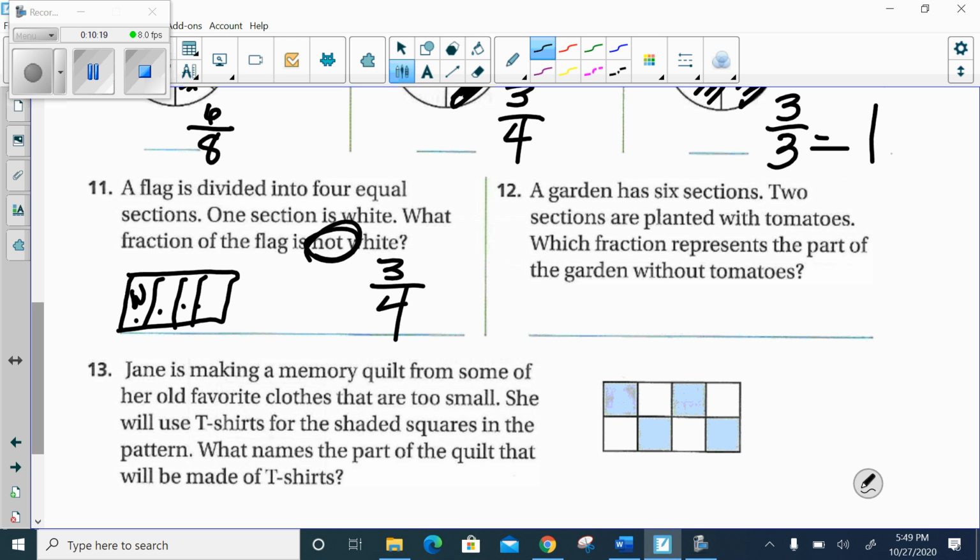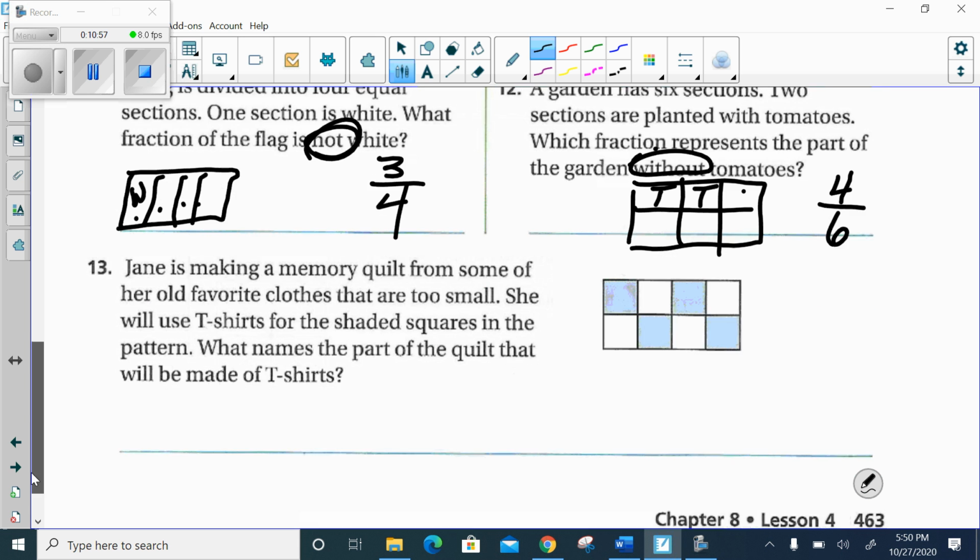Now, a garden has 6 sections. Okay, so I'm going to do that. I'm going to draw a picture. Okay, I've got 1, 2, 3, 4, 5, 6. 2 sections are planted with tomatoes. There's tomatoes, there's tomatoes. Which fraction represents the part of the garden without tomatoes? So you have to look at the parts that do not have tomatoes. So I have 1, 2, 3, 4, 5, 6. 6 equal parts. How many are without tomatoes? 1, 2, 3, 4. 4 sixths.